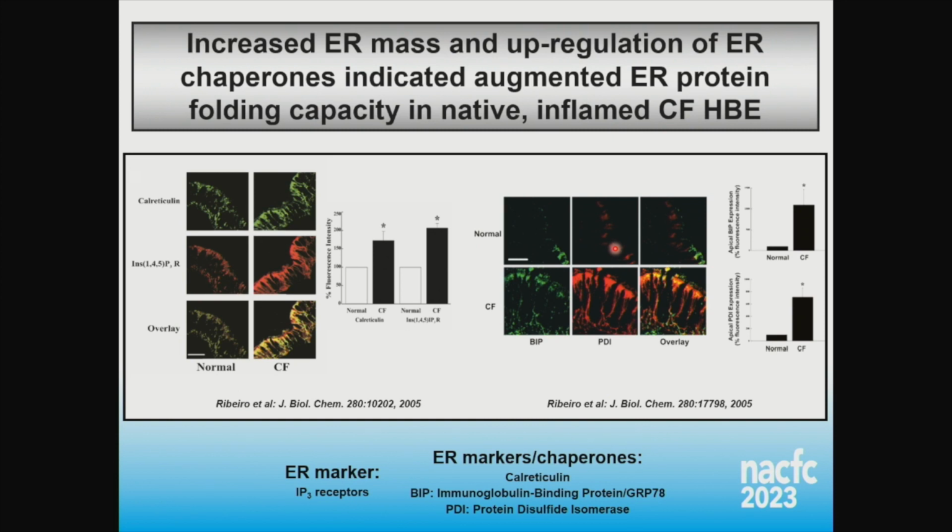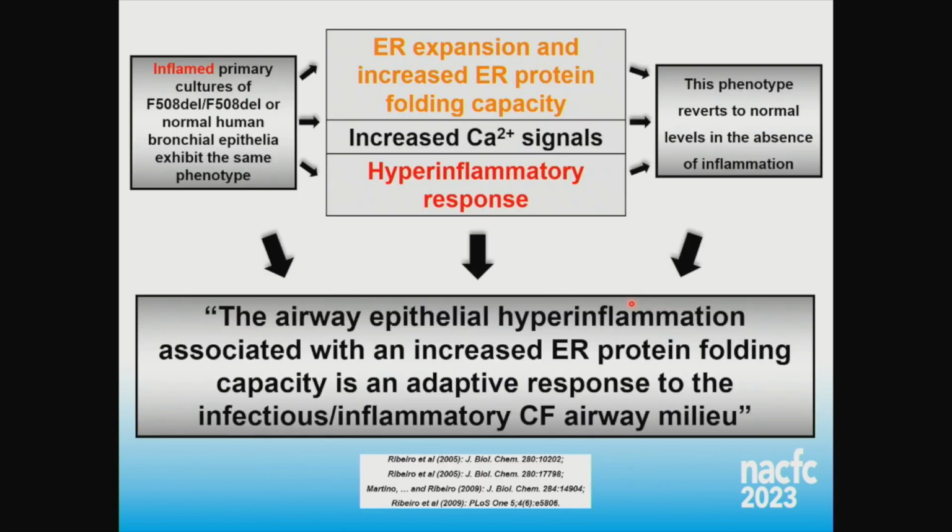So, for example, years ago, we studied markers of the ER, such as IP3 receptors, but also ER chaperone proteins such as calreticulin, BiP (immunoglobulin binding protein, or GRP78), and protein disulfide isomerase. We found that all these markers were upregulated in native cystic fibrosis human bronchial airway epithelia, implying that the protein folding capacity of the organelle was augmented under inflammatory conditions.